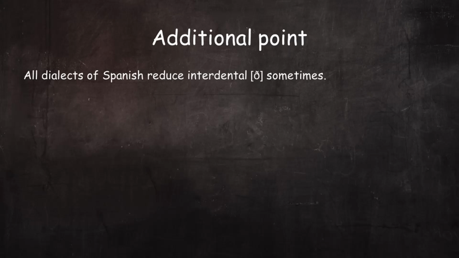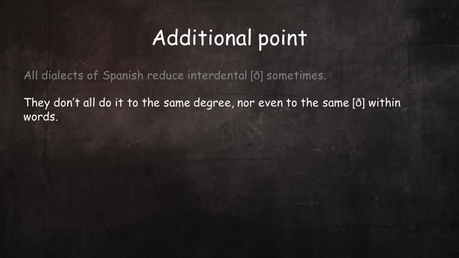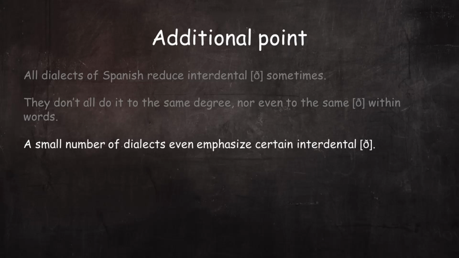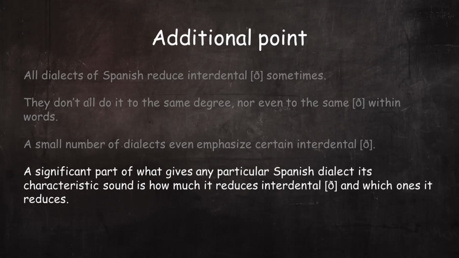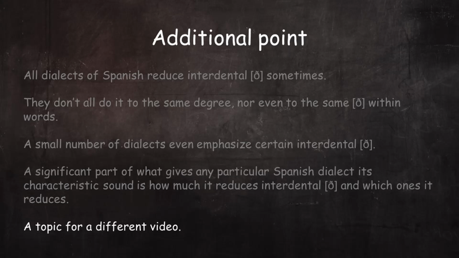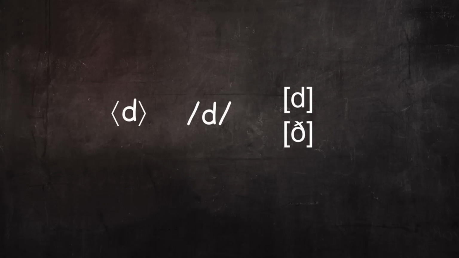While all dialects of Spanish reduce interdental D sometimes, they don't all do it to the same degree, nor even to the same D within words. And a small number of dialects even strengthen or emphasize certain interdental Ds. A significant part of what gives any particular Spanish dialect its characteristic sound is how much it reduces interdental D and which ones it reduces. I considered giving an overview of the various dialect families and how they treat interdental D, but after consideration I thought it would be better to save that topic for a different video.